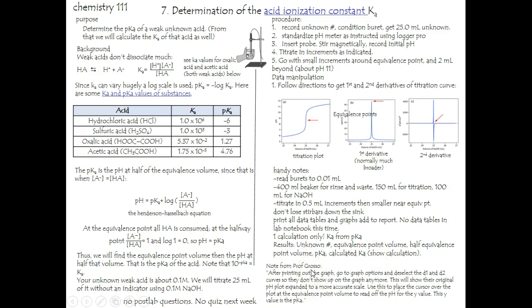And here's a weird note that was added just recently that I'm just going to read verbatim and try to make some sense out of it. After printing out the graph, go to the graph options, deselect the D1 and D2 curves. This is in Logger Pro, so they don't show up on the graph anymore. The reason for this is because that'll show the original pH plot expanded to a more accurate scale. So probably the scaling's off and that fixes it. Use this to place the cursor over the plot at the equivalence point to read off the pH for the Y value. This value is the pKa.